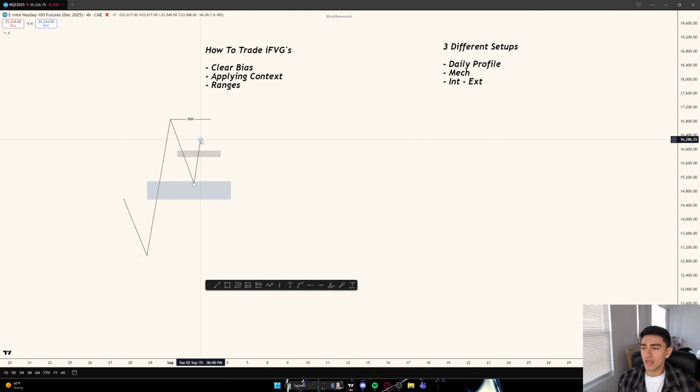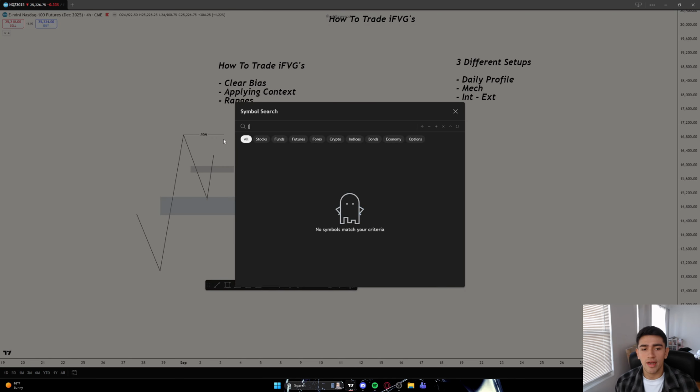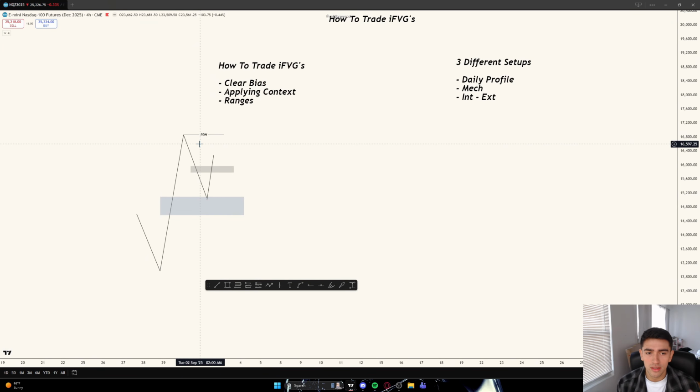Now, this is where people get confused and they look at any small PD array, oh, 5-minute gap, immediately 1-minute inverse, I'm going to go long. And then they see that price ends up going lower and then going right back to their drawn liquidity, right? And I'm going to show you guys how to avoid these things, right?